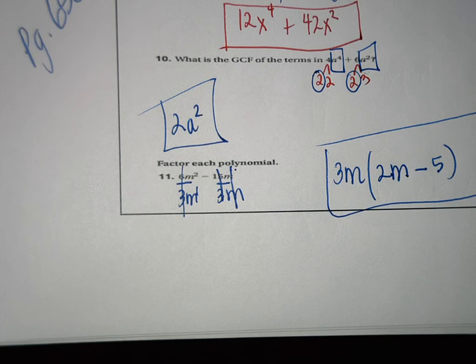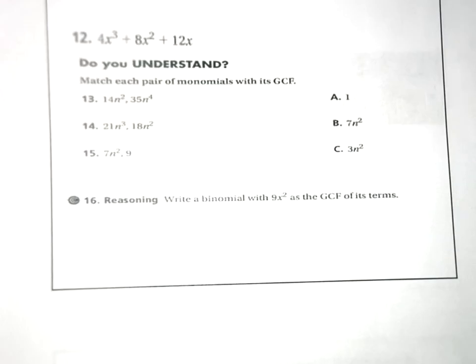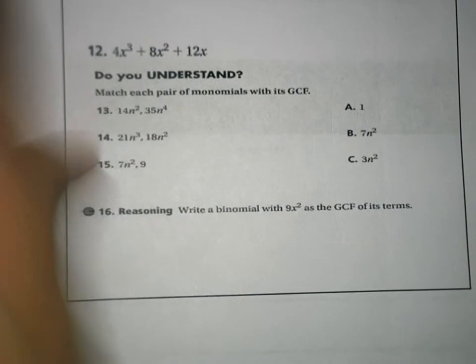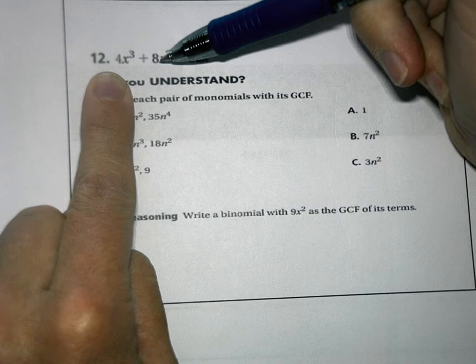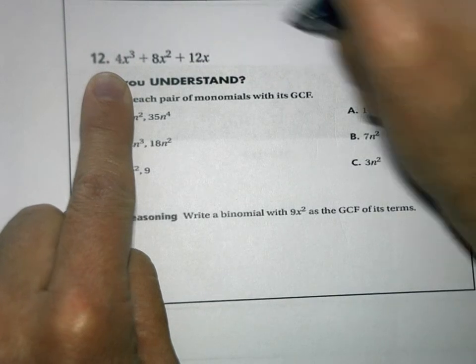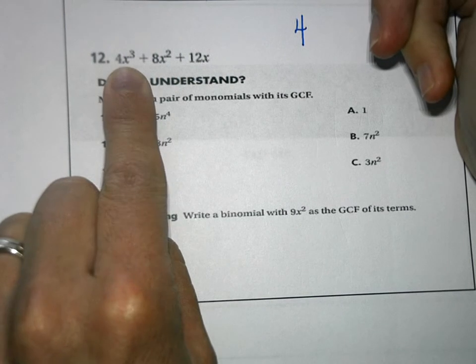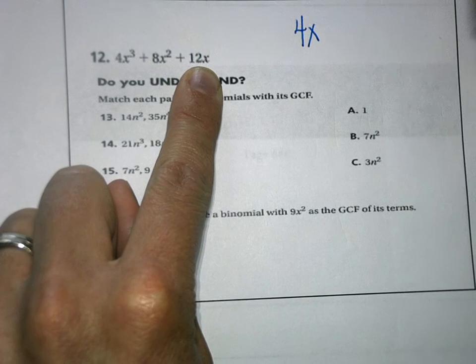Okay, still on page 650, number 12. Looking for a GCF. On this one, my smallest number here is 4. Can 4 go into 8 evenly? Yes. Can 4 go into 12 evenly? Yes. So my number GCF is going to be 4. And looking at my letters, I have 3 x's, 2 x's, and then 1 x. And so my largest amount of x's I can take out is just 1.